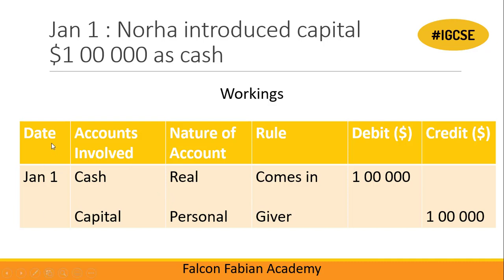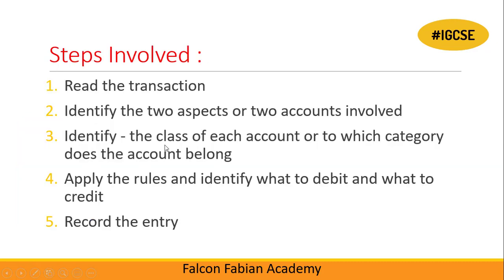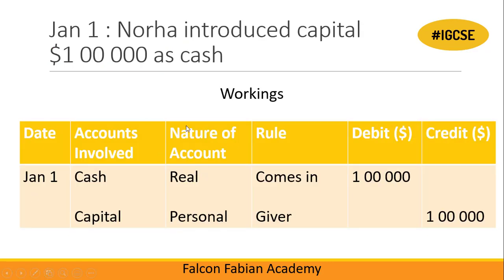So let's read the format. So the first column is date. The second column is accounts involved. Here you can see the second step was to identify the accounts involved. So that is our second column. The third step is identify the class of each account or to which category it belongs. So the third column is nature of account, wherein under which category the account comes is what we would write. Then what is the rule for this account, and then a column for debit amount and credit amount.